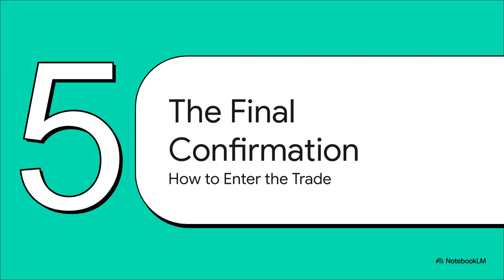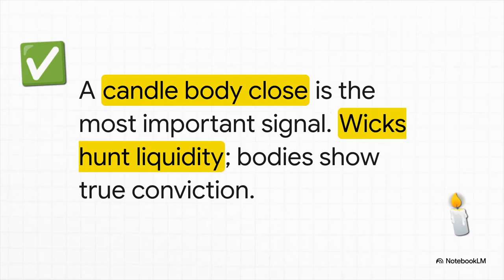So you did it. You found an optimal level. It's in the perfect context. Now for the final piece of the puzzle. How do you actually get into the trade? And listen up, because this is so important. Wicks are liars. They're designed to hunt liquidity and shake you out. What you care about are the candle bodies. A body closing above your level for a long or below it for a short, that shows real market conviction. That is the true acceptance or rejection you've been patiently waiting for.